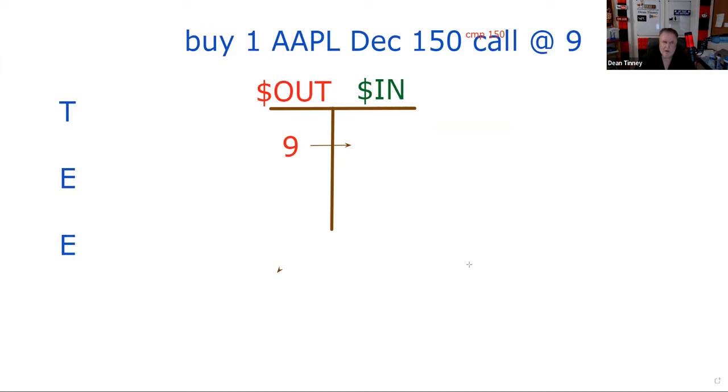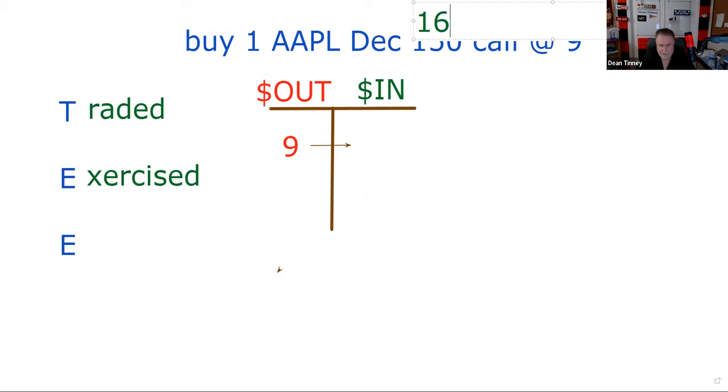So that was a time clock question. Time clock questions go several weeks later or a month later, and what we did there was we traded the option. But another thing that can happen is the option can be exercised. So again, same question, intellectually different phraseology. Your customer buys one Apple December 150 call at nine when Apple's at 150. At expiration, Apple's 168.